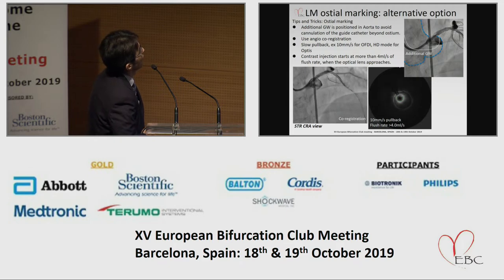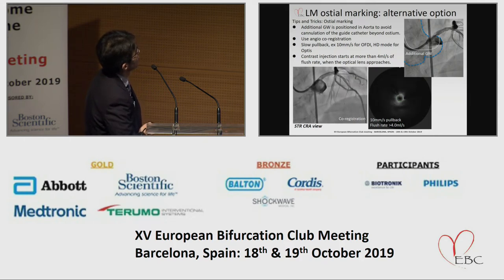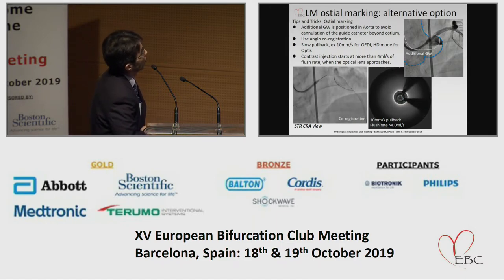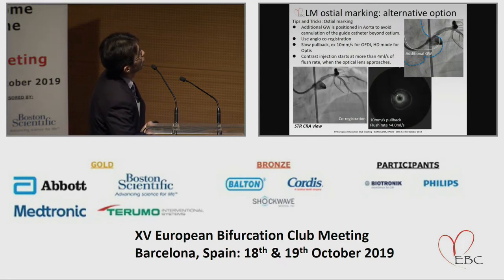This is another alternative option for left main ostial marking. An additional guide wire is positioned in the aorta to avoid cannulation of the guide catheter beyond the ostium. Use co-registration of angiography and OCT. I think a slow pullback would be recommended, and the contrast injection starts at more than 4 millimeters per second of the pullback rate when the optical lens approaches the ostium. The location of the optical lens indicates the position of the ostium.